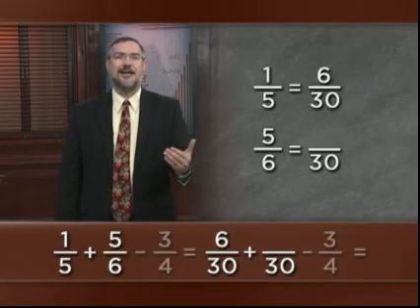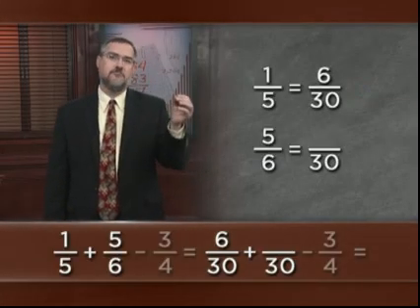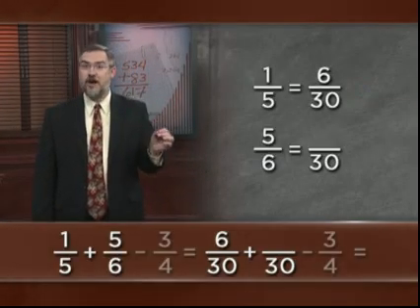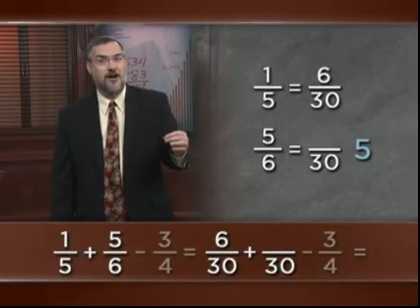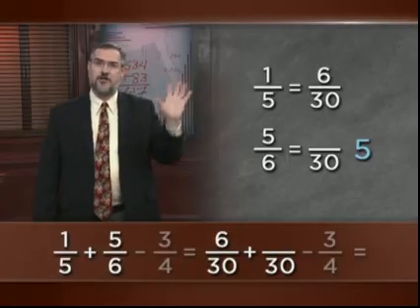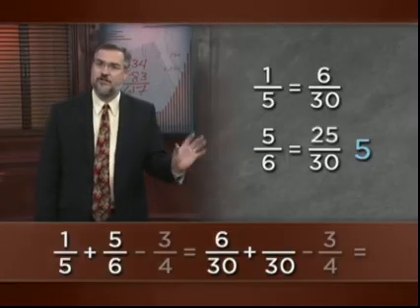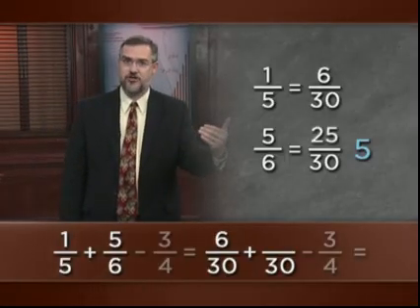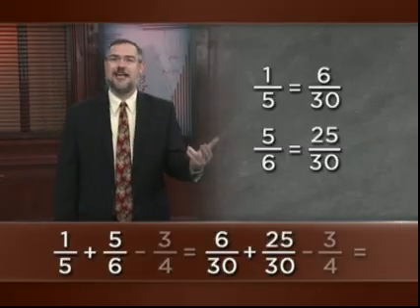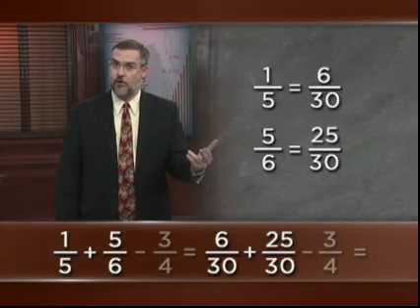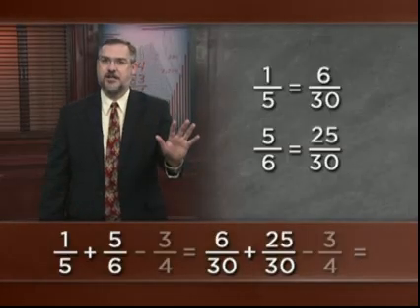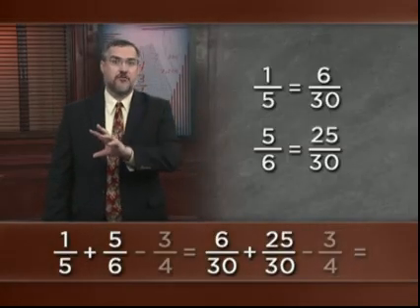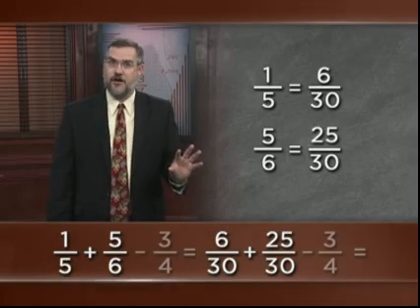Well, I've got to get a denominator of 30, and so I need to multiply my denominator by 5. And if I do that, then I have to multiply my numerator by 5 as well. 5 times 5 is 25. 6 times 5 is 30. And so that fraction, 5 over 6, is the same as 25 over 30. And so I can rewrite 1/5 plus 5/6 as 6 over 30 plus 25 over 30.